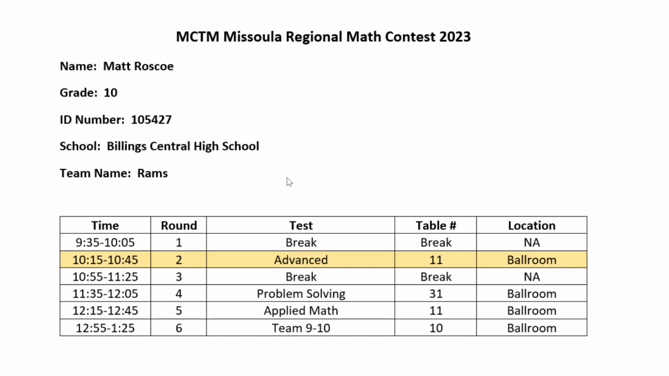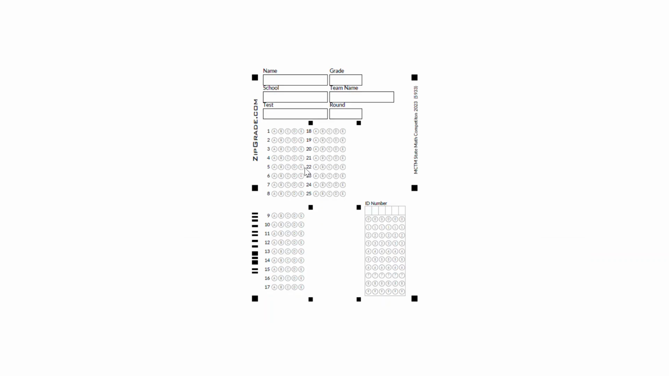For purposes of this demonstration, I gave myself a break in round one, so I'll be looking at round two, where I'm taking the advanced test. That'll be taken at table 11 in the ballroom, so that's where I would need to be from 10:15 to 10:45 to participate. Okay, when you start any one of the competitions, you'll be given an answer sheet.